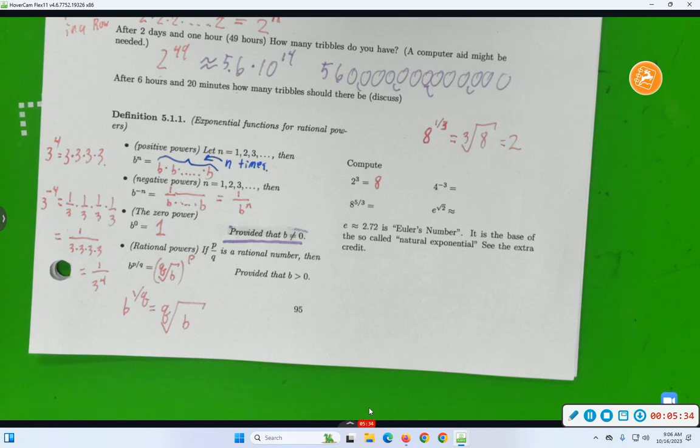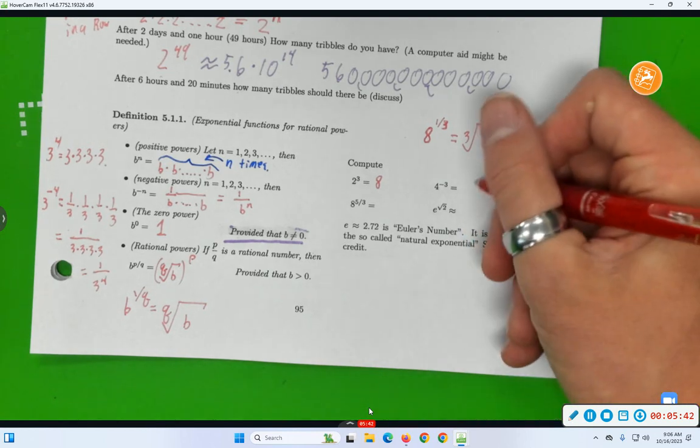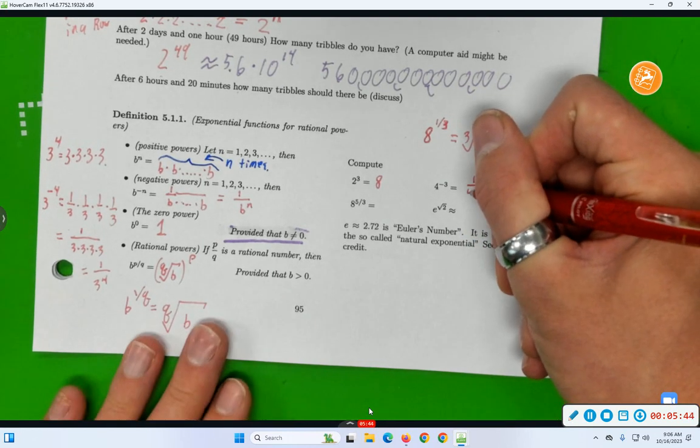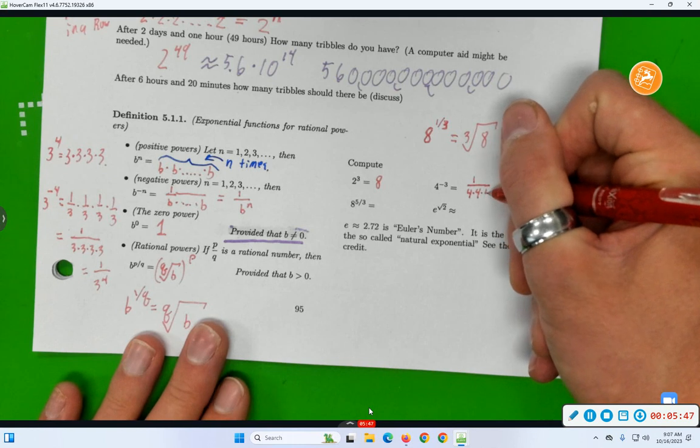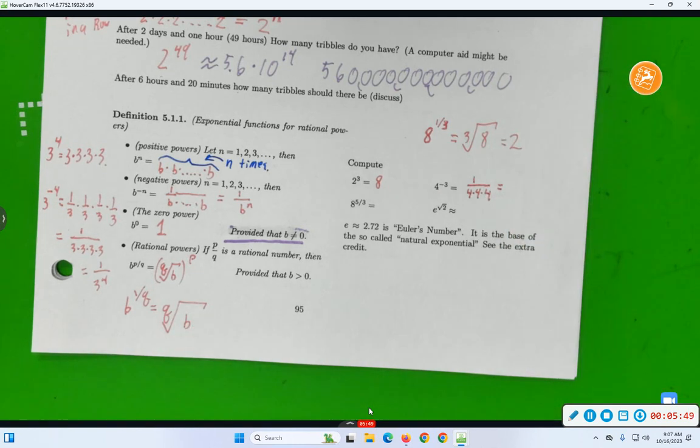Well, at the very least, we could write it down as 1 over whatever 4 times 4 times 4 is, right? Let's start with that. We don't need to do everything at once. And in some sense, that's a good enough answer. That's an answer that demonstrates the ideas we have. What is 4 times 4 times 4? 64. I hear 64. We agree? Nice.